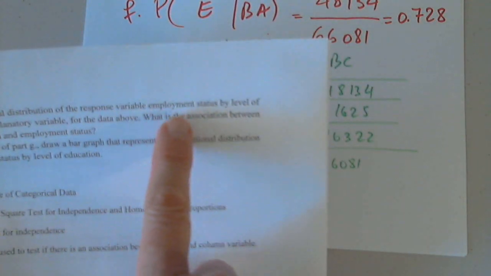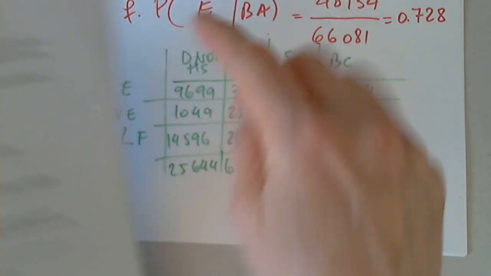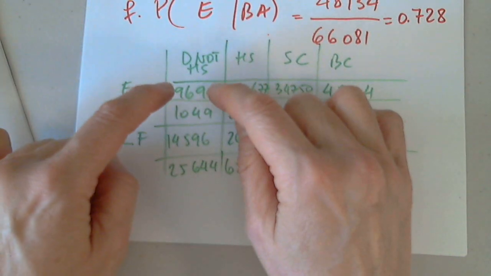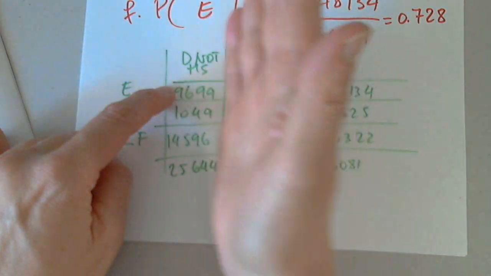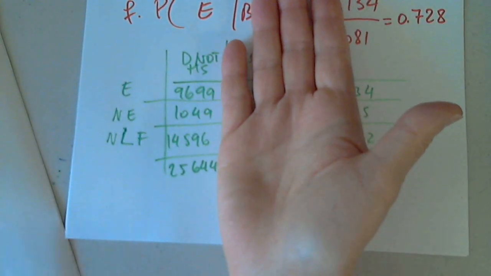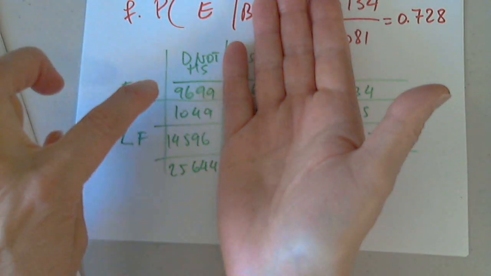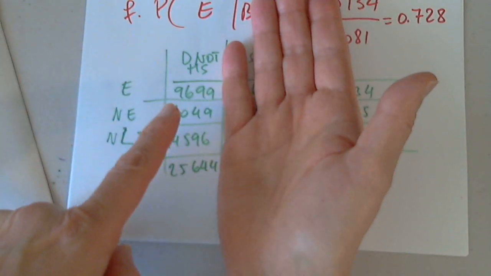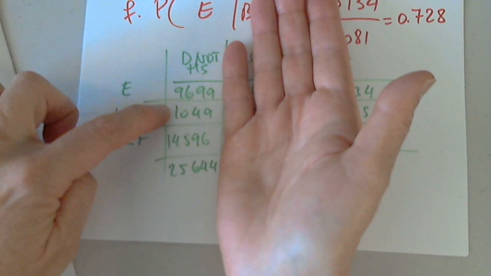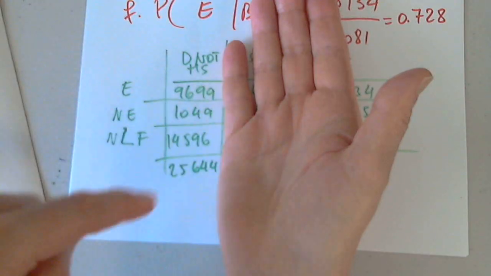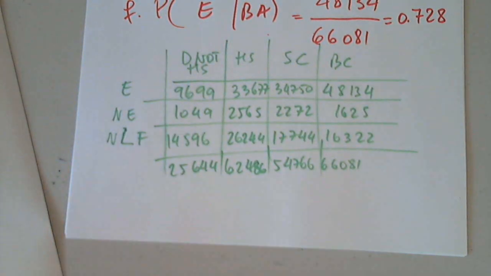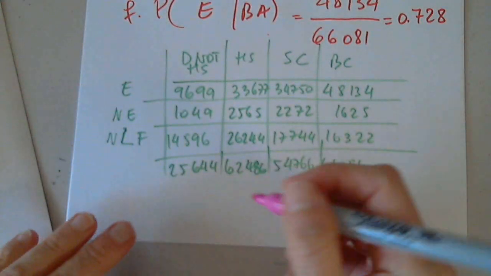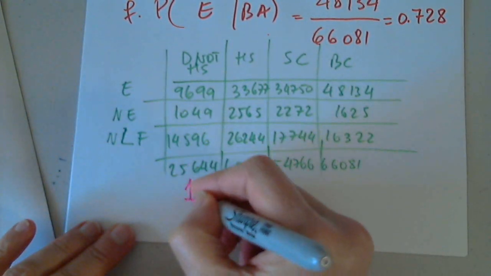Distribution of the response variable employment status by level of education. So we want the proportion of employed for each level of education, not looking at any of those. 9,699 divided by the total of this level. 1,049 divided by the total of the level, and so on and so forth. Of course, when I divide 25,644 by 25,644, I would get 1.